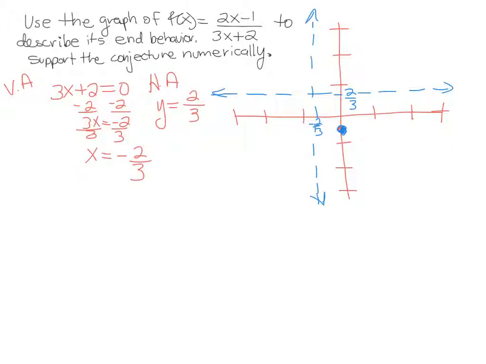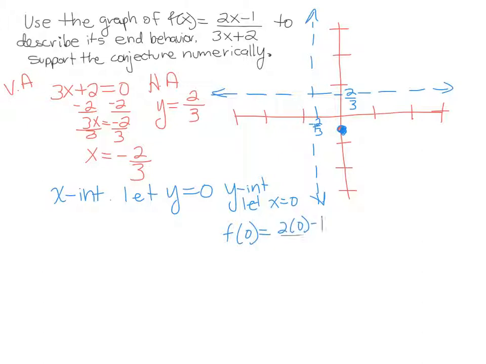And then, to find my x-intercept, as you remember, you let the y be equal to 0, okay? For the y-intercept, you let the x be equal to 0. So when I found the first one, which was the y-intercept, I let x equal 0, so it was 2 times 0 minus 1, over 3 times 0 plus 2, which is negative 1/2. So that's how I find the y-intercept.